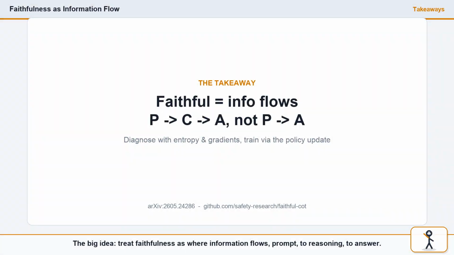The big idea: treat faithfulness as where information flows, prompt to reasoning to answer. Measure it with entropy and gradients, then shape it by editing only the policy update. The reward signal computes the same result. Routing it through the chain of thought is what makes it honest. That's the paper.